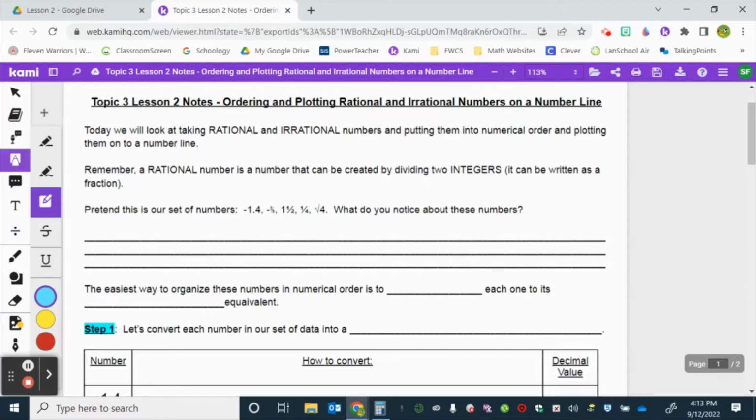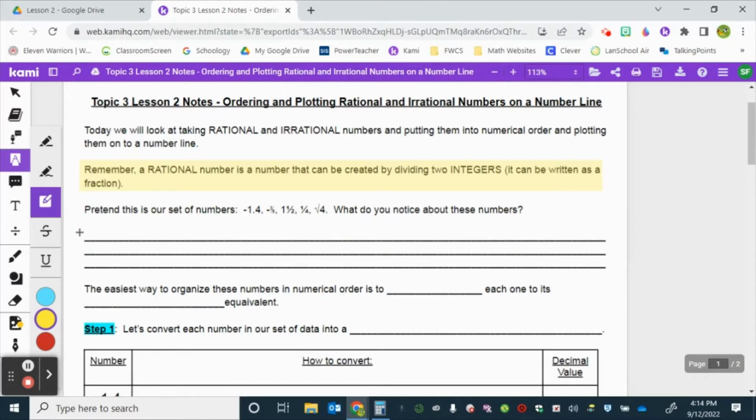Hello, everyone. Welcome to Topic 3, Lesson 2, set of notes for ordering and plotting rational and irrational numbers onto a number line. Just a quick review from Lesson 1. When we started talking about rational numbers, we were talking about numbers that can be written in fractional form, A over B form. That included whole numbers, integers, decimals, mixed numbers, and of course, fractions. And irrational numbers were numbers that we could not write in fractional form.